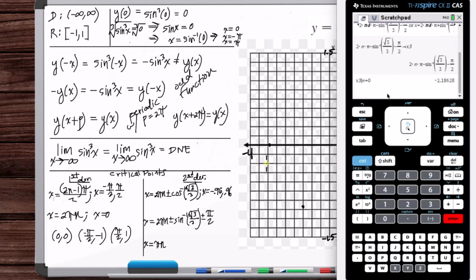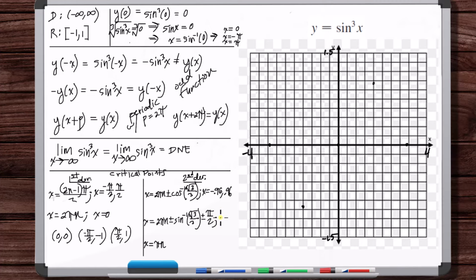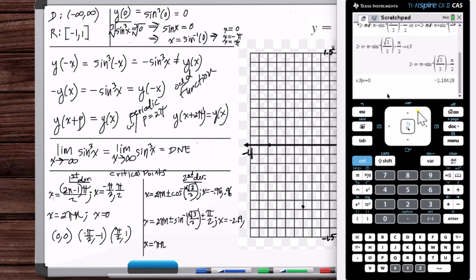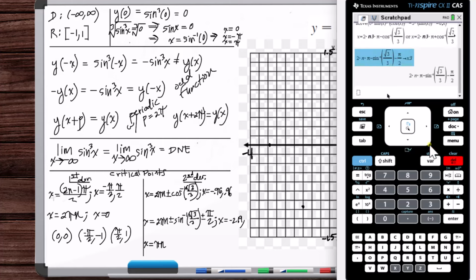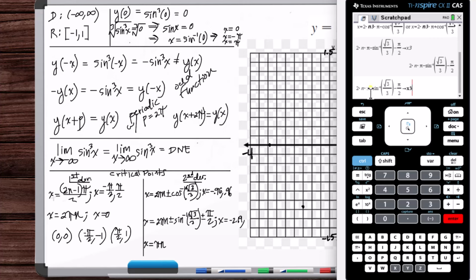All right, now that is, okay, that's within minus pi to pi, so minus 2.19. Okay, and then n is equal to 1. 4.09, no. No, okay. So then next we want to do, so it's this same equation, but we put pluses here. And we'll label this x4.